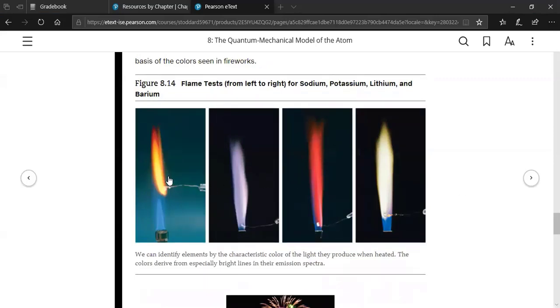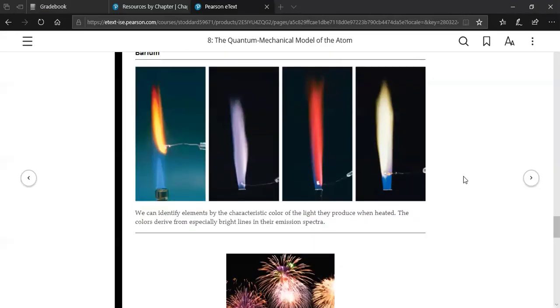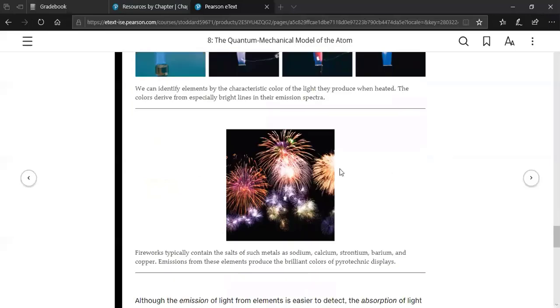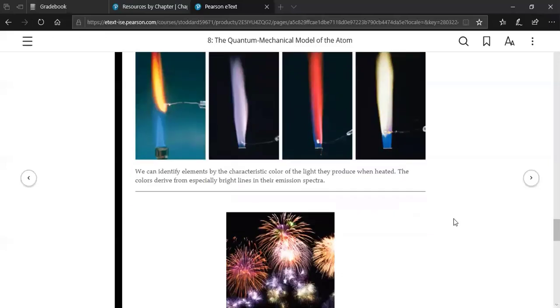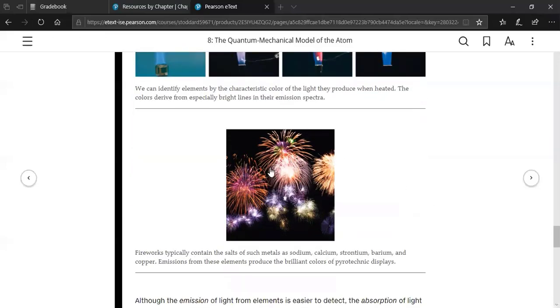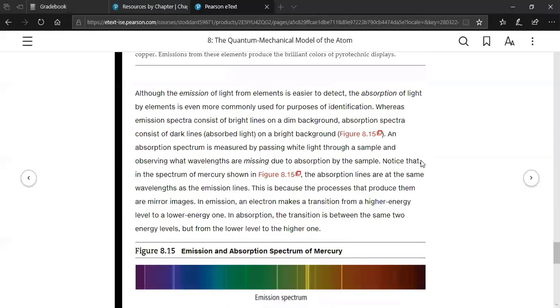This just shows some elements and what colors they have, but you have to remember that each of these colors represents all of the lines together. Like this purple is made up of different colors, and the red here is made up of different colors combined to form red. I'm not sure what color that is. Green, I guess, kind of a greenish. That's also the basics for fireworks: all these elements, when they burn, give off different overall colors, and then you can mix different elements in fireworks and get all these different colors.